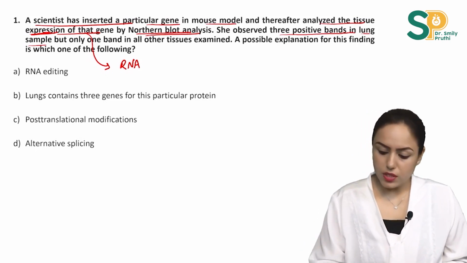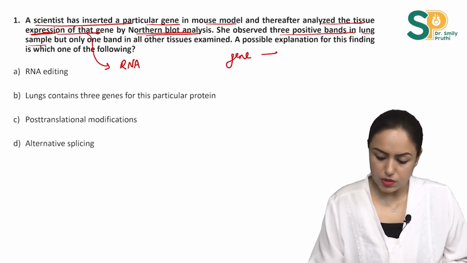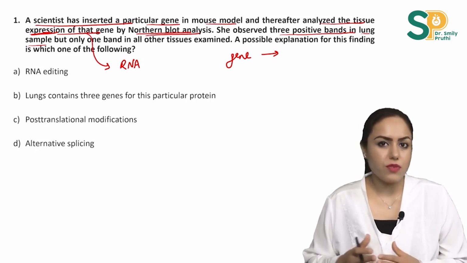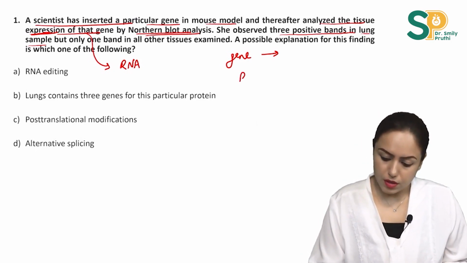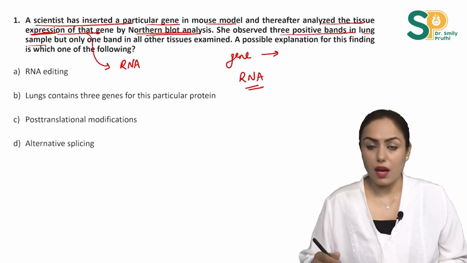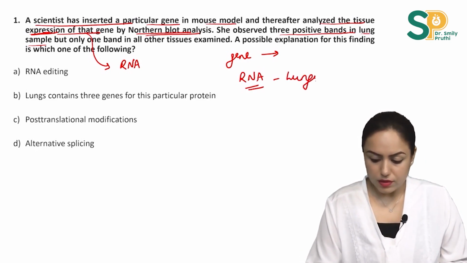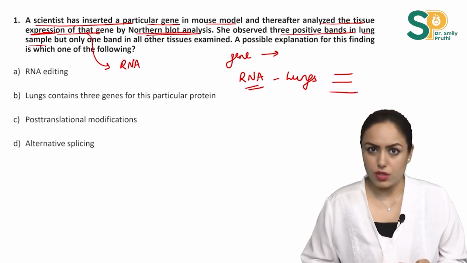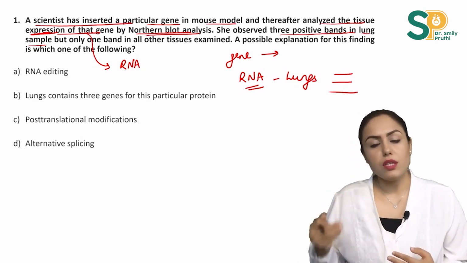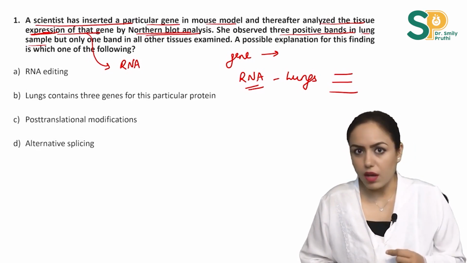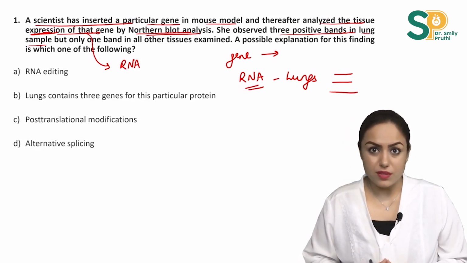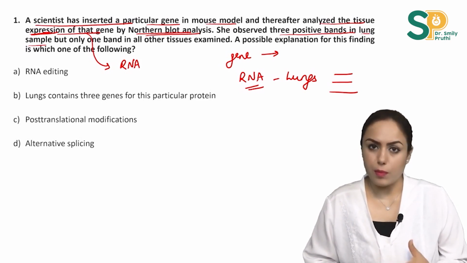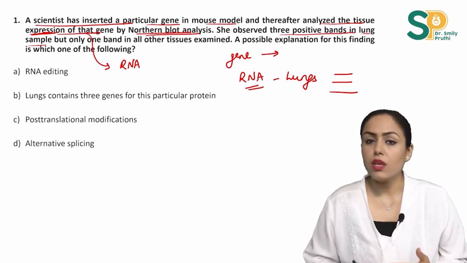So the gene is inserted in all the body cells, right? Genome of all the cells will be the same, right? But when we have detected the RNA, then in lungs we can find 3 RNAs from that single gene, okay? But other tissues are expressing only 1 RNA, okay? So what is the reason? This is a case of alternative splicing happening in lung tissue, okay?